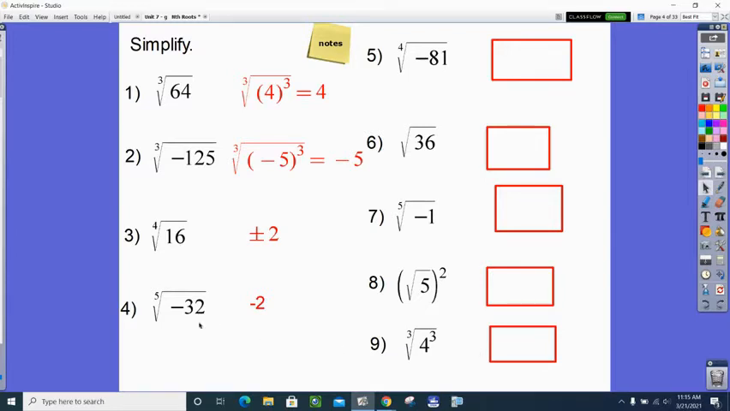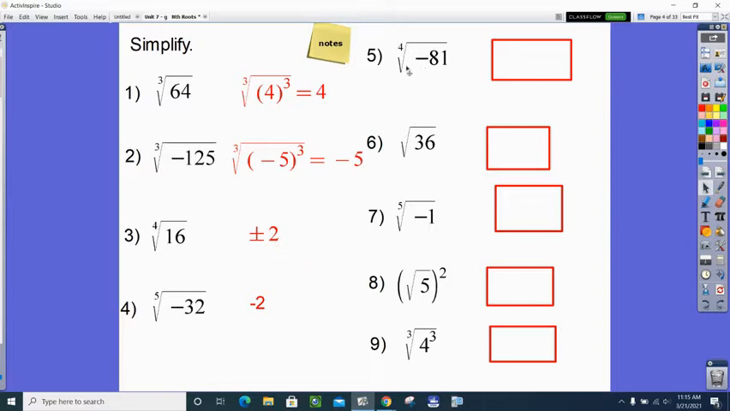So when you have an odd index like numbers 1, 2, and 4, you can only have one answer, one solution, one root. Those words are all synonyms. When you have an even index of a positive number, you can get 2 possible answers, 2 roots, 2 solutions.